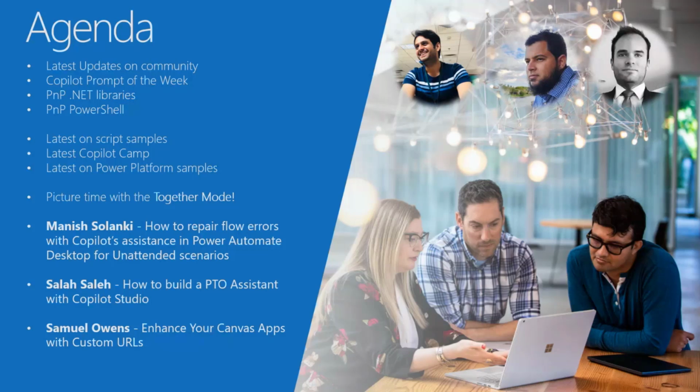We're going to talk about the latest updates on the community. We're going to have things like Copilot Prompt of the Week, PnP.NET library updates and PowerShell script samples, Copilot Camp, and the latest on Power Platform samples. And then, of course, everybody's favorite time, picture time, so get those fantastic faces ready. And then our three amazing all-star presenters of the day. Manish is here to talk about how to repair flow errors with Copilot assistance and Power Automate Desktop for unattended scenarios. And then Salah is here, how to build a PTO Assistant with Copilot Studio. And Samuel is going to talk about enhancing your Canvas apps with custom URLs.